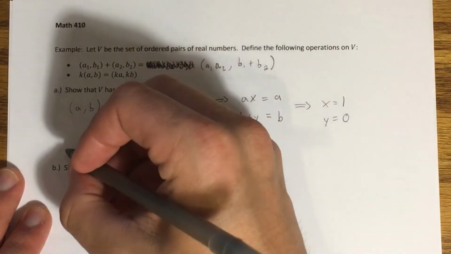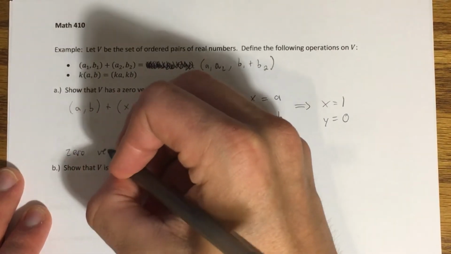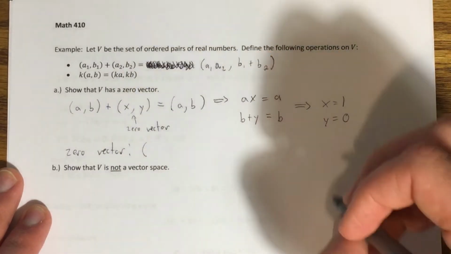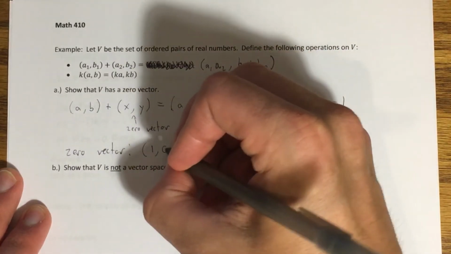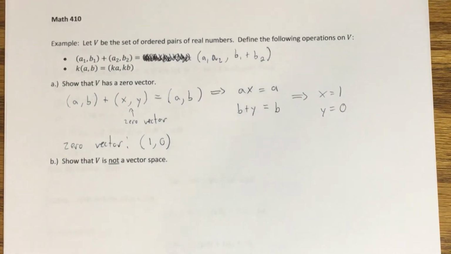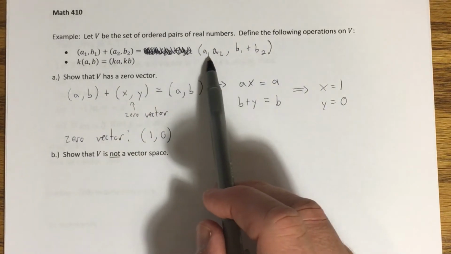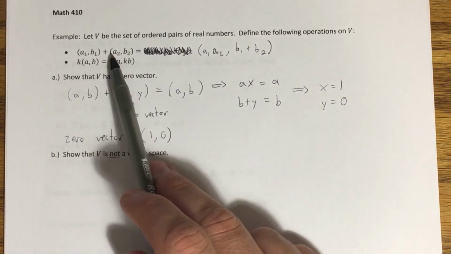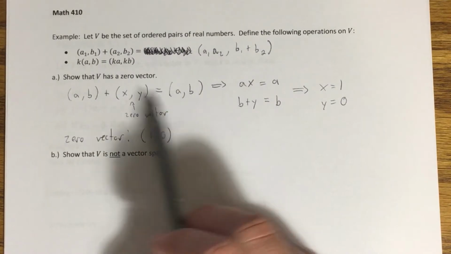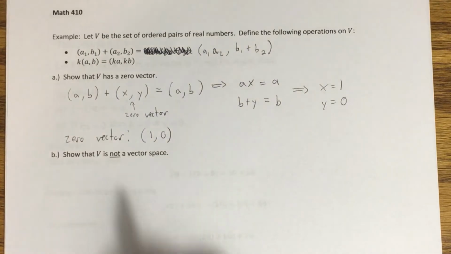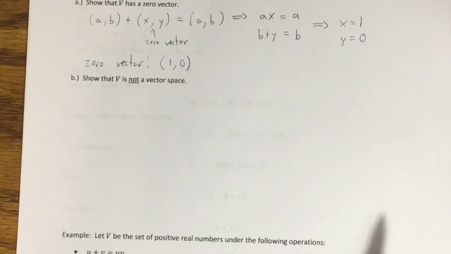So that means my zero vector in this set is the ordered pair (1, 0). Notice it's not (0, 0) like we would have expected. And that's because if it were (0, 0), then my first component here under this addition operation would always come out to 0, even if a was something other than 0. Okay? So my zero vector looks different.